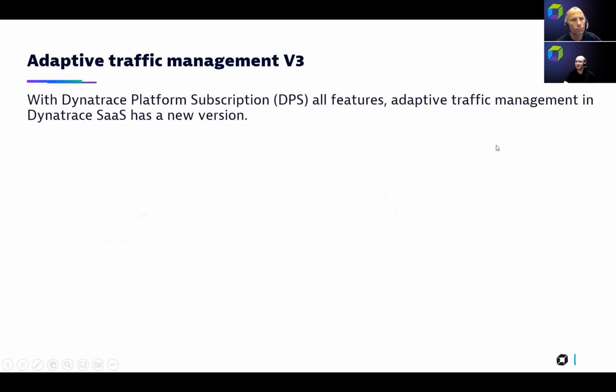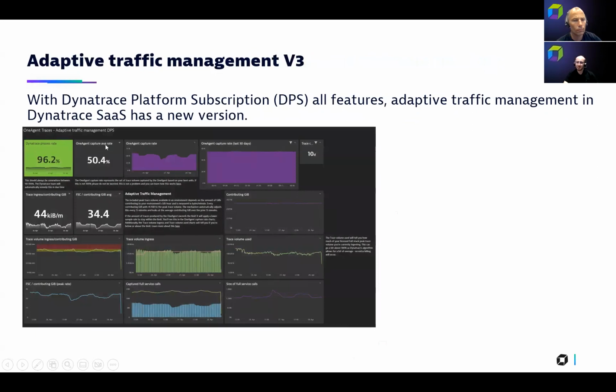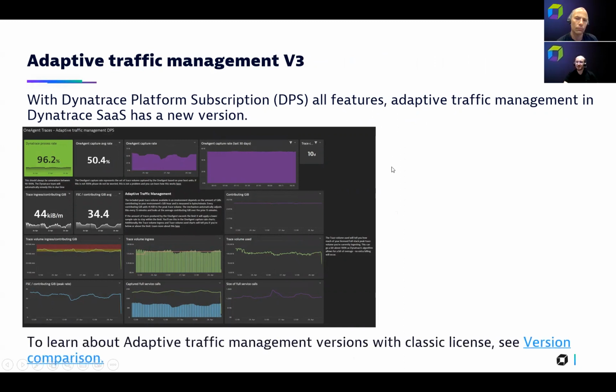And what else? We have our adaptive traffic management version 3. This is a new version with the new platform subscription model. Here you can see a built-in dashboard if you're already using this version in your platform. If you'd like to understand what exactly it is and what the differences are between version 2 and version 3, you can easily find it in our documentation and understand what the change is with the new traffic management.